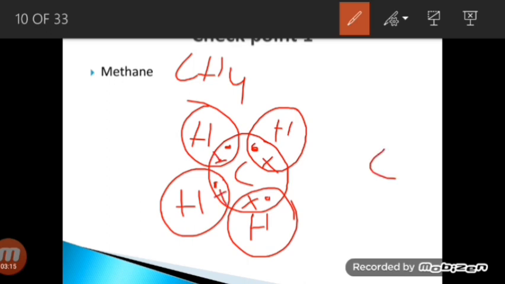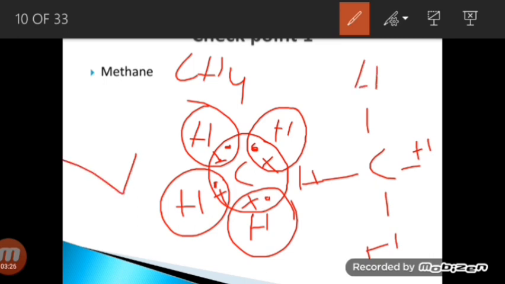So this is how the shared pairs of electrons will be represented. So this is the structure of methane. CH4 open structure, and this is its dot and cross structure.